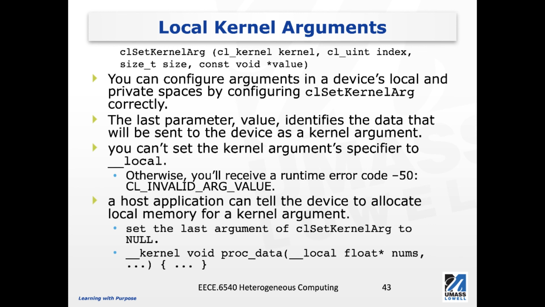So you have something like a kernel processing data with local floating point numbers, and once it's passed in from the host program, the kernel function will know that it will allocate a space in its local memory to accommodate these floating point or other data types.